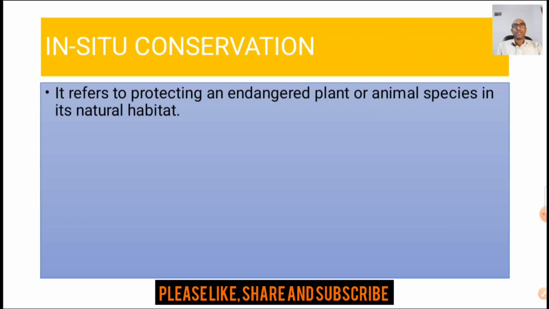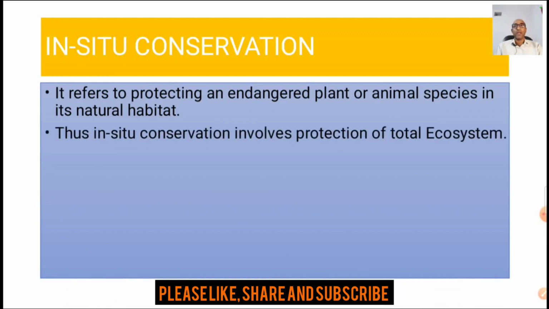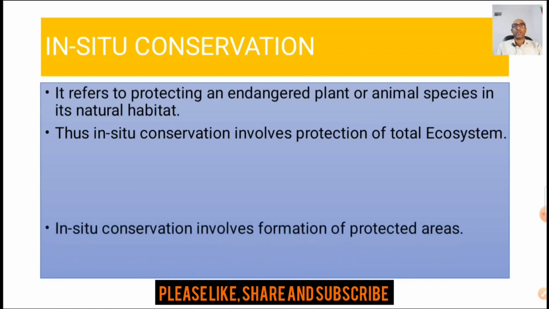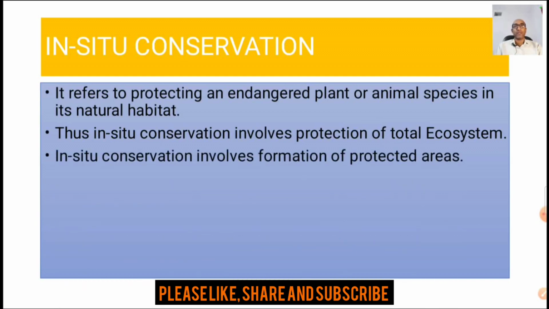So, we can say that in situ conservation involves protection of the total ecosystem because we are protecting the plants and animal species in their natural habitat. Got it? So, in situ conservation is done by formation of protected areas. And these protected areas include national parks, wildlife sanctuaries, biosphere reserves, etc.